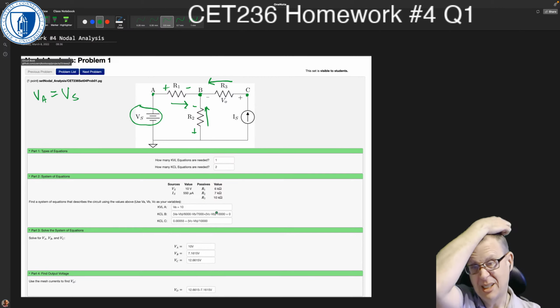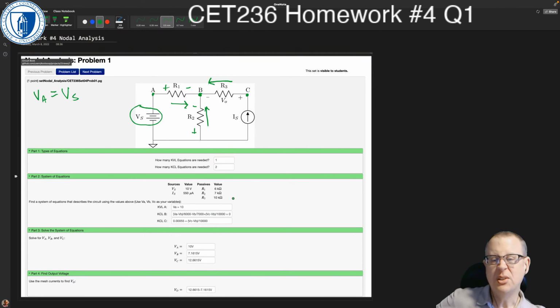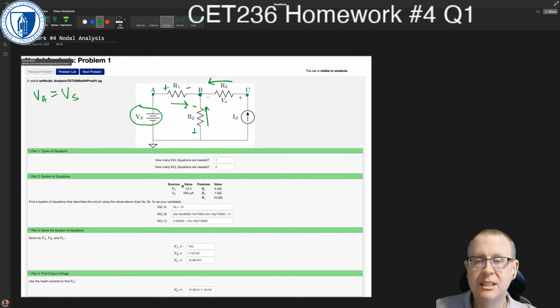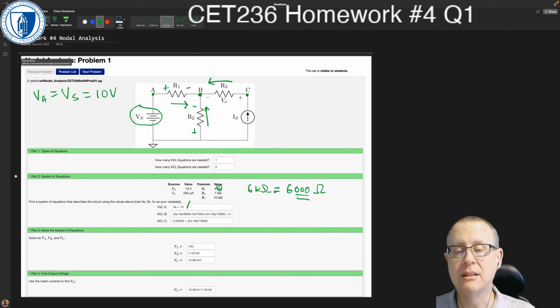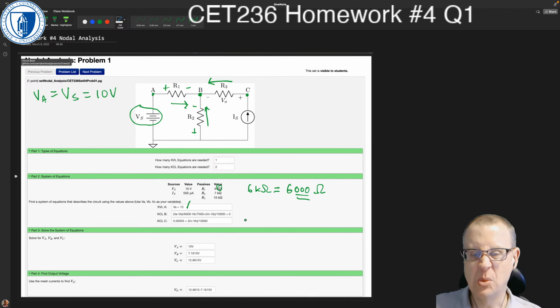So then if we look at the equations, as I said, the KVL, now we've got VS, so we can just say that that's equal to 10 volts, which is what we've got here. And one thing that a lot of people have been doing is leaving off the K, right? So 6K ohms is equal to 6,000 ohms. So make sure you add the thousands in there. Otherwise the equation probably won't work.